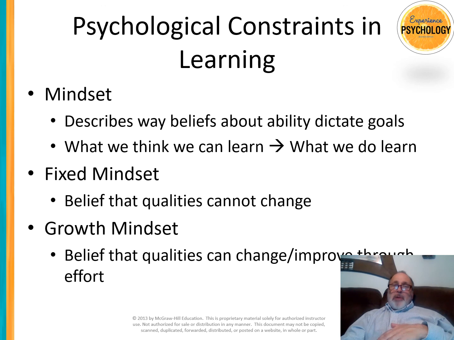This is what we talked about before, psychological constraints. Mindset describes ways we believe, how beliefs about ability dictate goals: what we think we can learn and what we do learn. Okay, so the mindset, I'm horrible at math. You might have a great math teacher in front of you who could make it easy for you, but if you walk into that class thinking I'm horrible at math, it's not going to help. That's the fixed mindset, the belief that qualities cannot change.